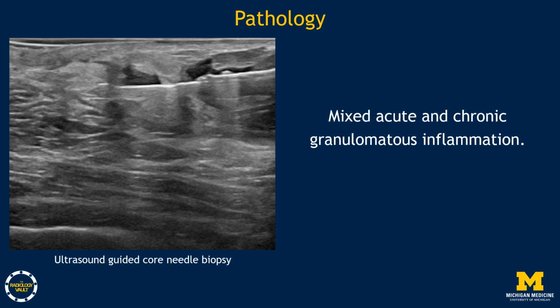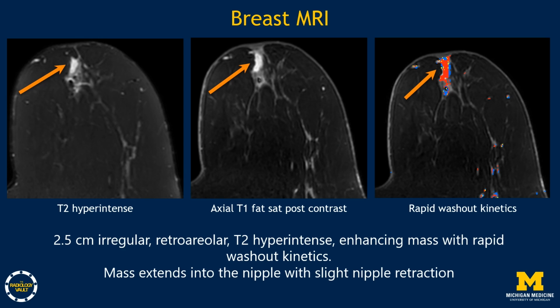An ultrasound-guided core biopsy was recommended, and the pathology showed mixed acute and chronic granulomatous inflammation. A breast MRI was ordered by the clinical team, and there was a 2.5 centimeter irregular retroareolar T2 hyperintense enhancing mass with rapid washout kinetics. The mass extended towards the nipple, and there was slight nipple retraction.